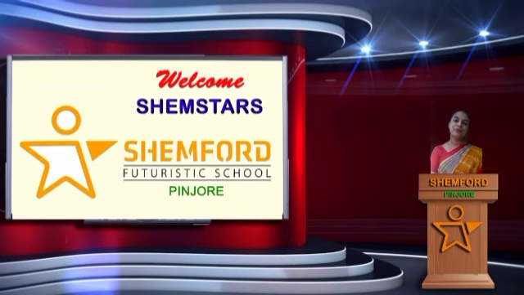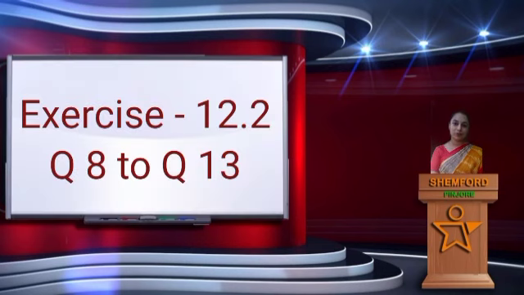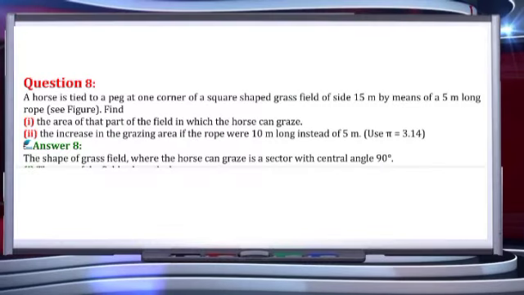Students, yesterday we have done till question number 6 of exercise 12.2 and today we are starting with question number 8 of this exercise. Question number 7 of this exercise is not there in your syllabus, because the central angle in question number 7 is given as 120, and all those questions in which the central angle is 120 degrees are deleted from your syllabus.